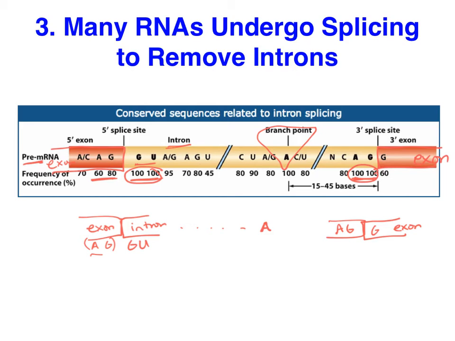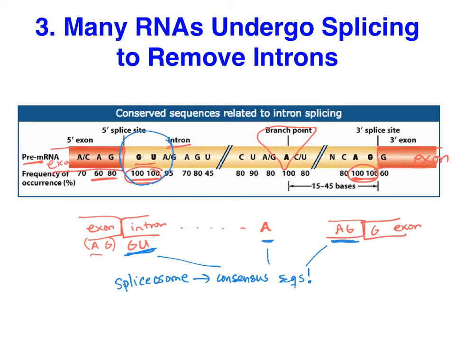In order to remove these introns, we need the help of an enzyme complex called the spliceosome. The spliceosome will look for these intron sequences as consensus sequences. So this GU, A, and AG are the consensus sequences for the spliceosome. So let's talk about what the spliceosome does once it recognizes these regions of the intron.